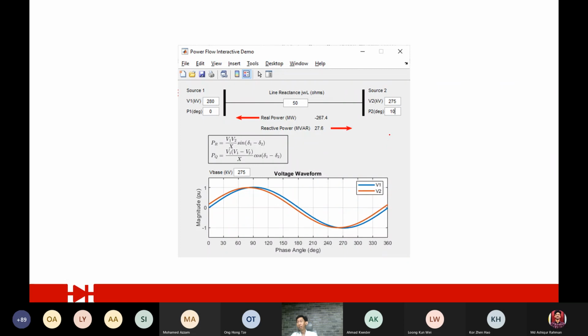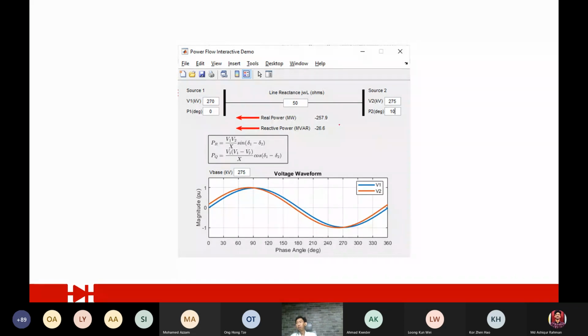Again, if we increase the voltage here, you can even control it so that I want the real power to flow in this direction but the reactive power to flow in the other direction. That also can. In some conditions we need to do that. In other words, real power and reactive power do not necessarily flow in the same direction; they can be opposite to each other.